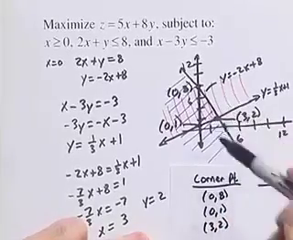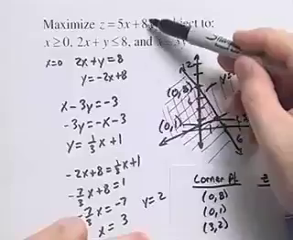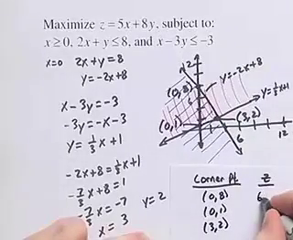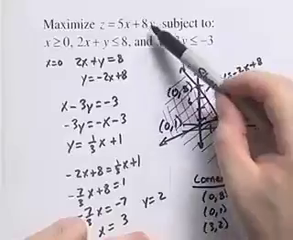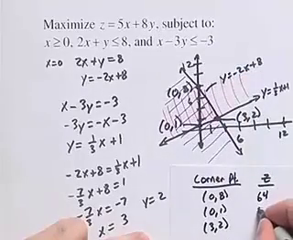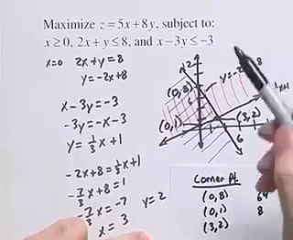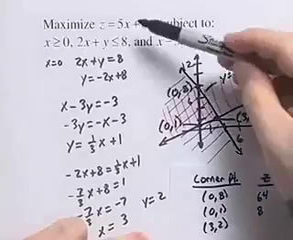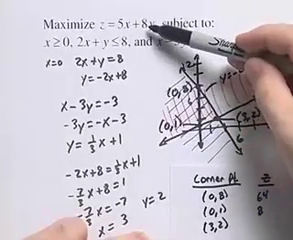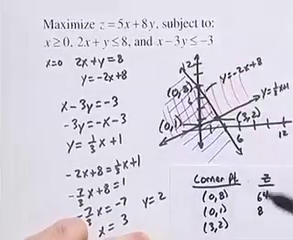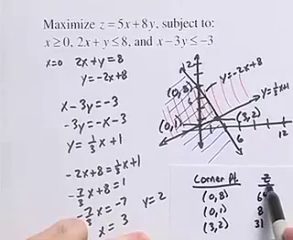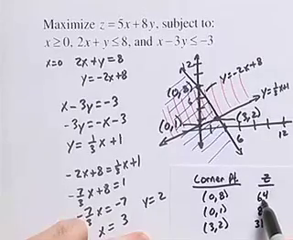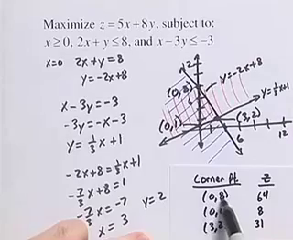Put in 0, 8 into our objective function, we'll have 5 times 0 plus 8 times 8. That gives us a value of 64. Put in 0, 1, 5 times 0 plus 8 times 1 gives us a value of 8. Now 3, 2. We get 5 times 3 is 15 plus 8 times 2. So we get 15 plus 16, which is 31. So we can see that the maximum value for our objective function is 64, and it occurs at the point 0, 8.